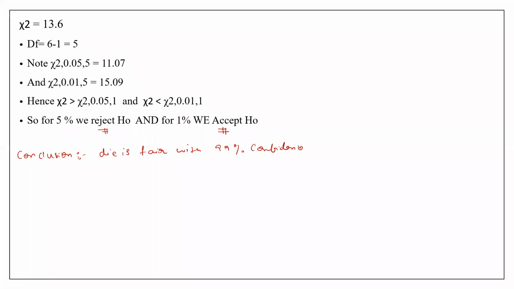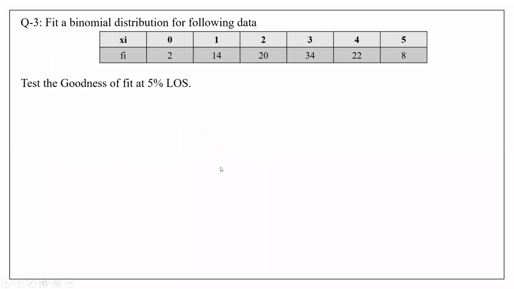Why 99% confidence? Because it is accepted at 1% level of significance. Alright, so this is what I was talking about previously.